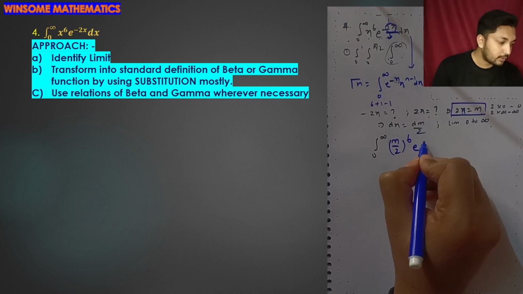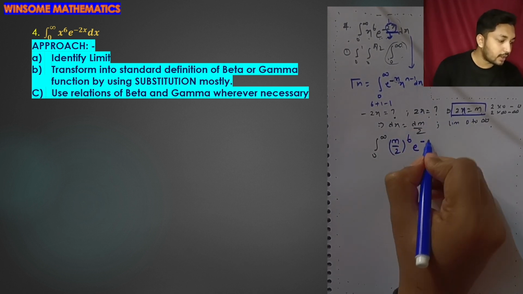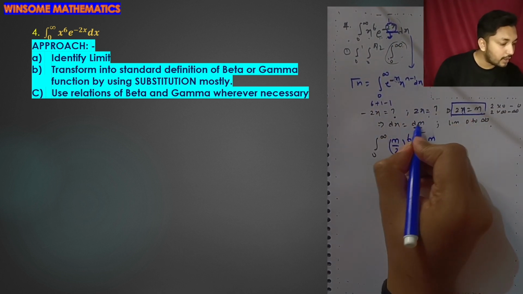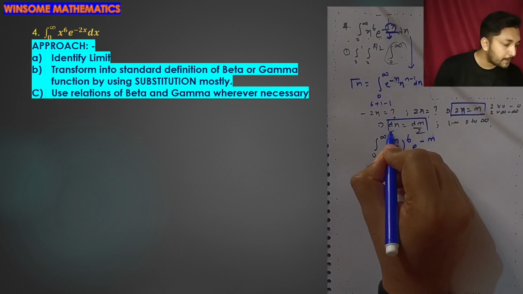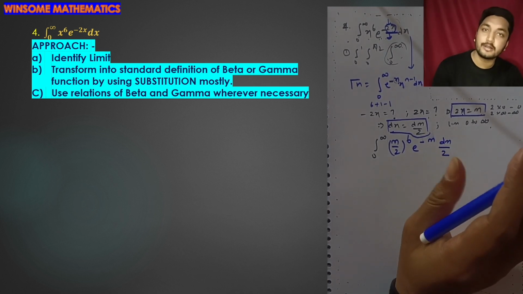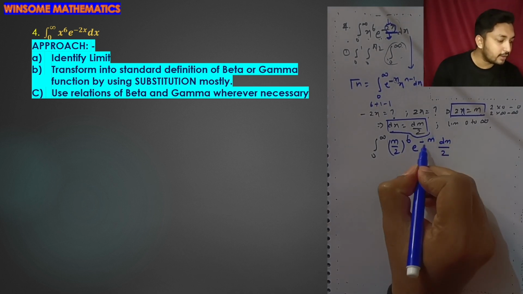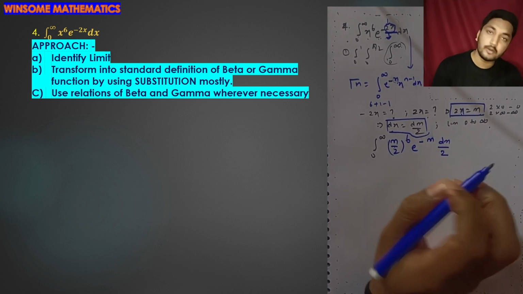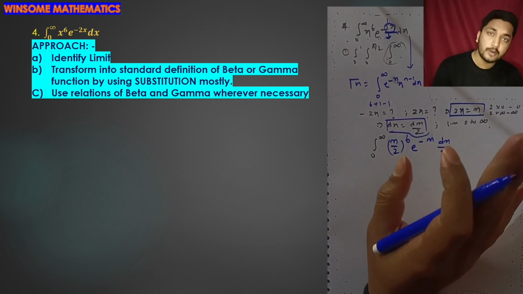e to the power minus, and 2x is equal to m. And dx is equal to dm upon 2. Clear to you? So dm upon 2. Now this is a basic integration and everything is clear. e to the power minus m, and we just have to solve this. Just remove the constant term.